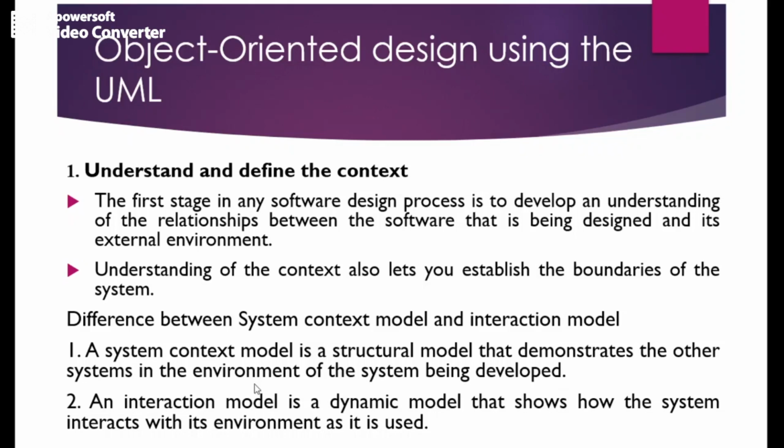Now, what is interaction model? It's a kind of dynamic model that shows how the system interacts with its environment as it is used. So there is a lot of difference. The context model is just a structural model which will show the other systems in the environment of the system which is being developed. But the interaction model is like a dynamic model which will show how your system will interact with its environment once it is put into use. So you need to understand and define the context of your system.